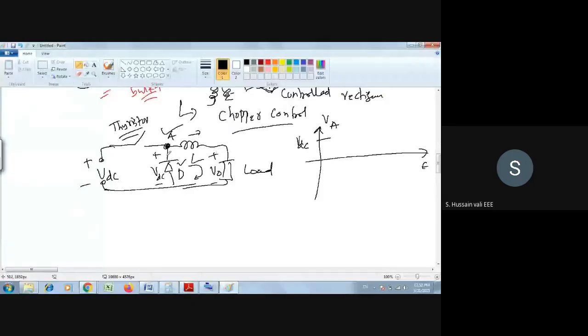When the diode is conducting, it becomes a short circuit, so the voltage here is zero. Till this point the switch is on, and I will take that time as T on. When the switch is on, the voltage is VDC, whereas when the switch is off, the diode starts conducting and the voltage is zero. Then it repeats. So this is one complete cycle, T.